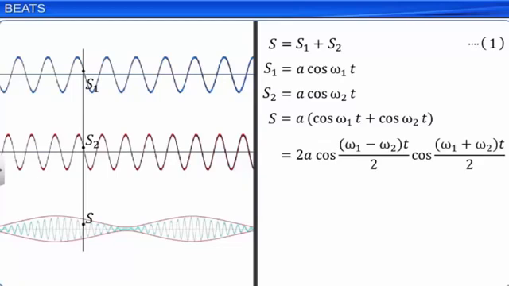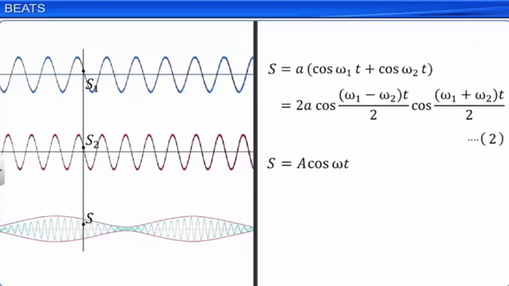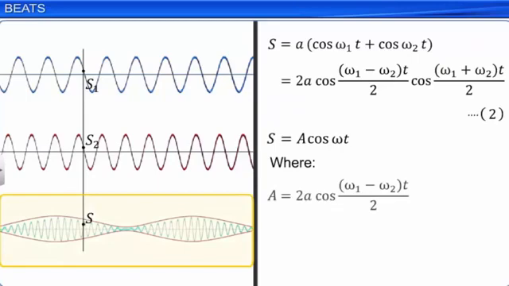S can be written as A' cos omega t, where the amplitude A' of the resultant wave is equal to 2A cos (omega 1 minus omega 2) into t by 2, and the angular frequency of the resultant wave omega is equal to (omega 1 plus omega 2) by 2. Let this be equation 3.